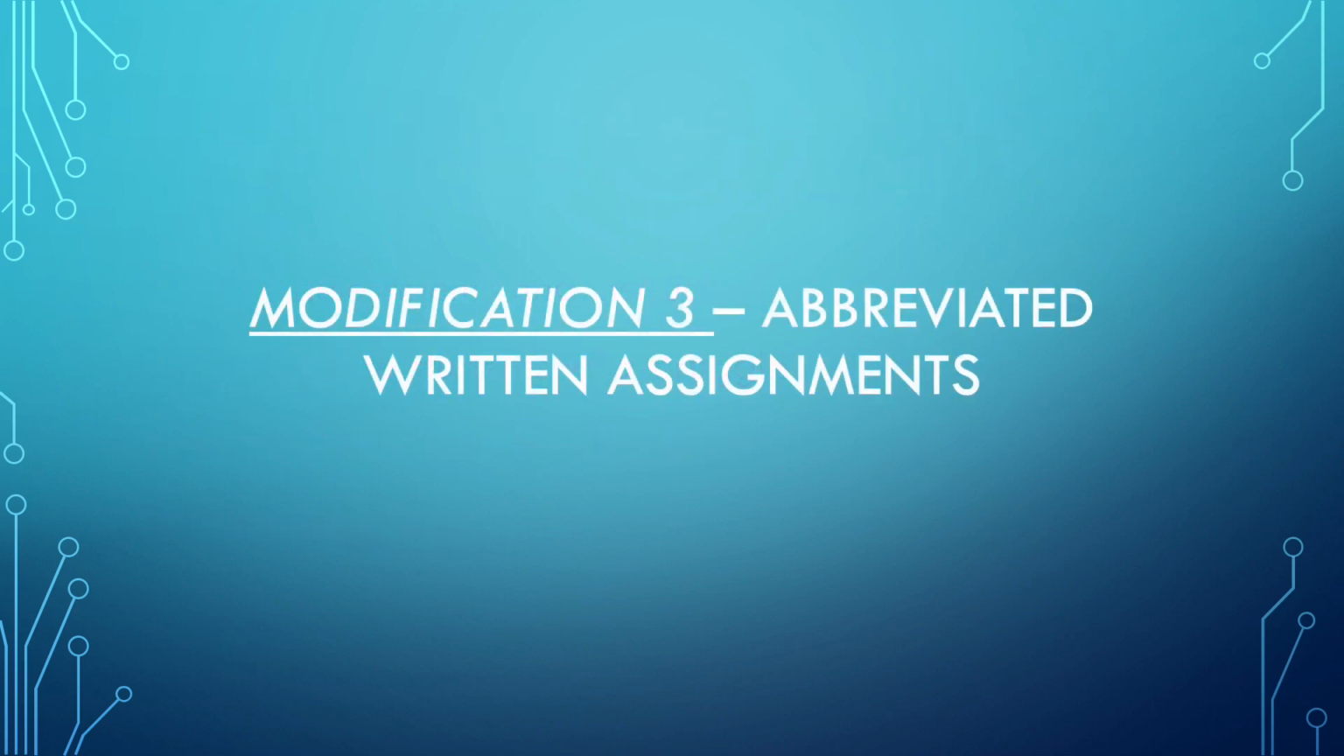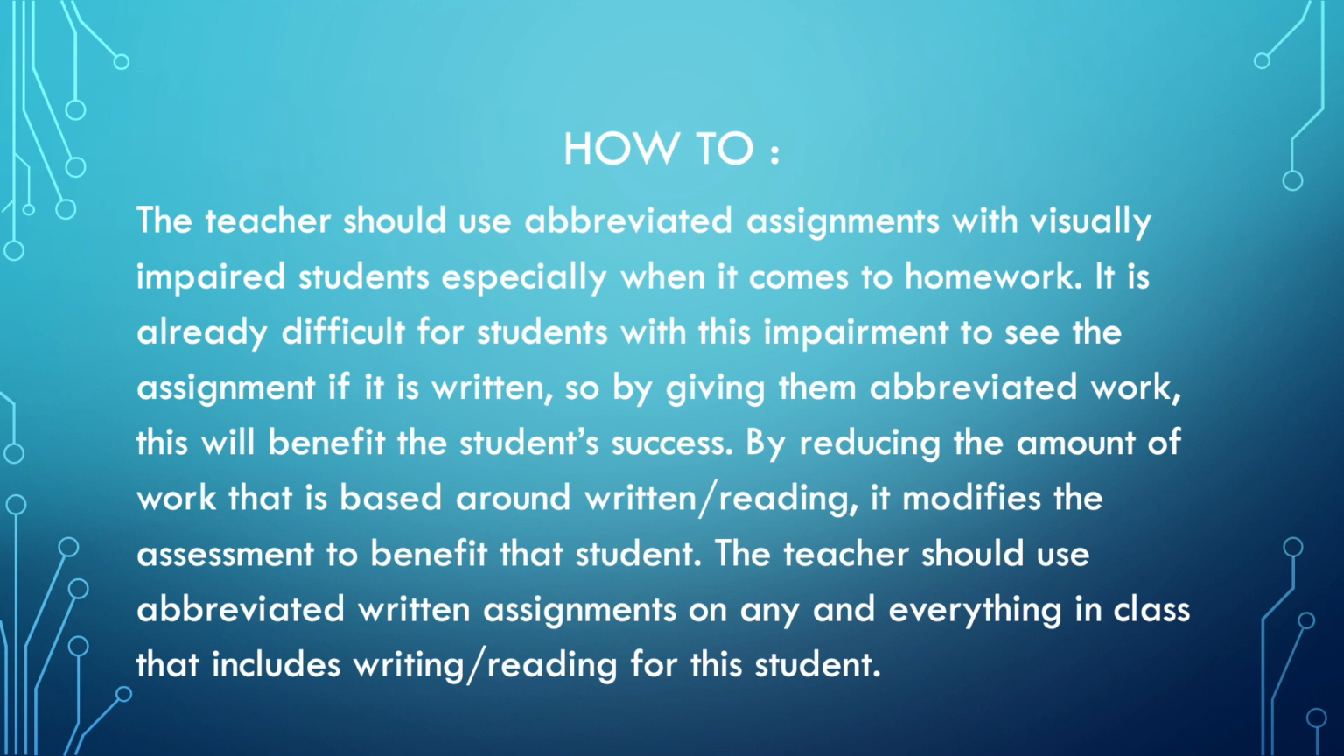Okay, so my third modification is abbreviated written assignments. So essentially, the teacher is going to abbreviate their assignments that are given to these visually impaired students. It's already difficult for them to see written assignments. Therefore, giving them less of that written assignment is going to help them out in terms of not being stressed and feeling like they're getting behind everybody else by having to take more time to read. So reducing the amount of work that is based around writing or reading anything is going to modify any classwork for that student.